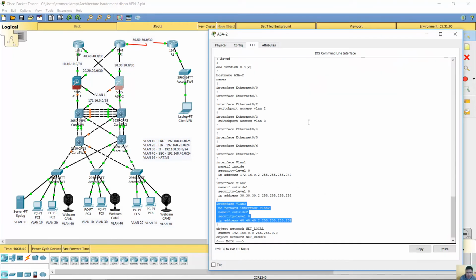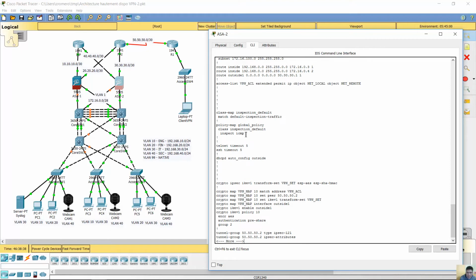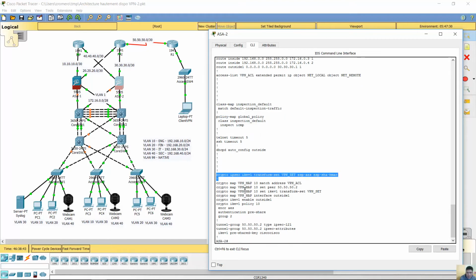And ASA2 is the same way: the network objects for the local subnet and the destination subnet for the VPN, the access list for the VPN, the static route, two static routes to reach the LAN, and one static route to reach the internet, the ICMP inspection, and the VPN configuration.